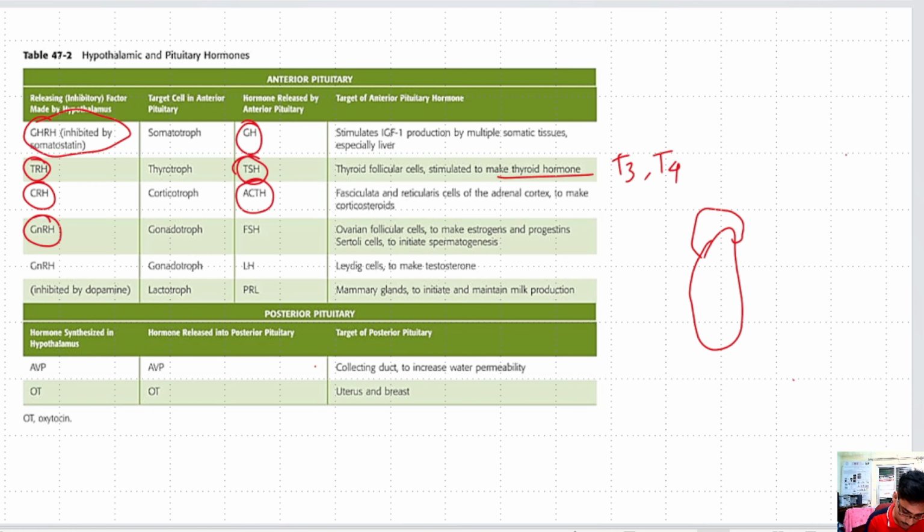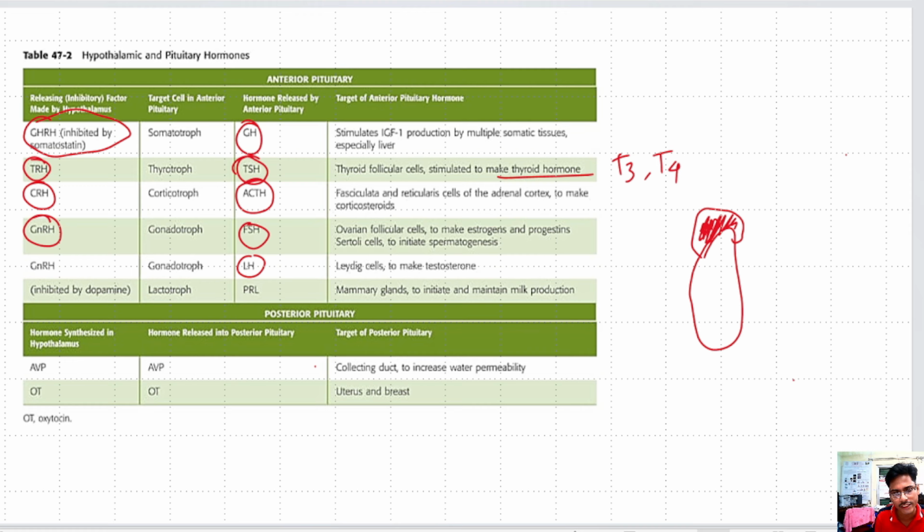So this ACTH acts on this region, this red mark region. I have marked it red. Okay, and then think about the gonadotropic hormone, and the gonadotropic hormone stimulates two hormones. One is the FSH, follicle stimulating hormone, and the other is the luteinizing hormone.